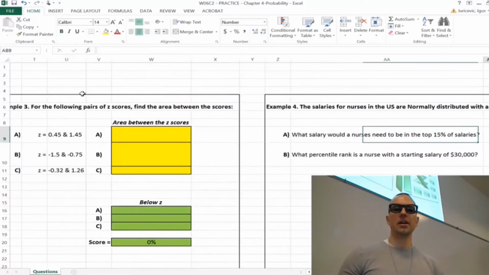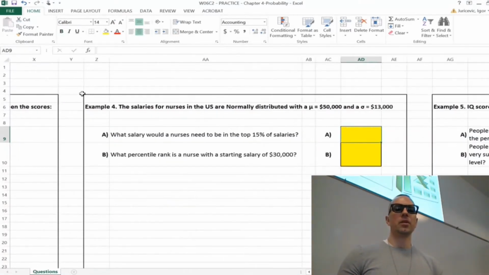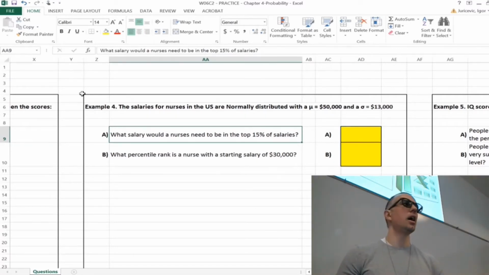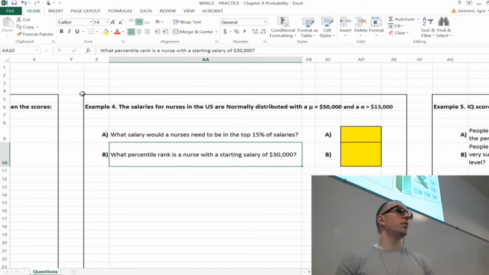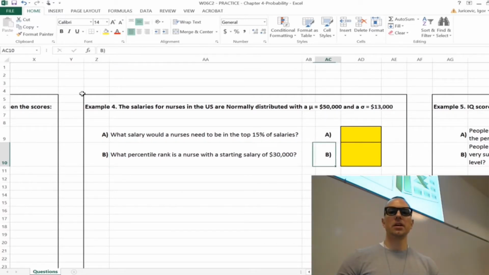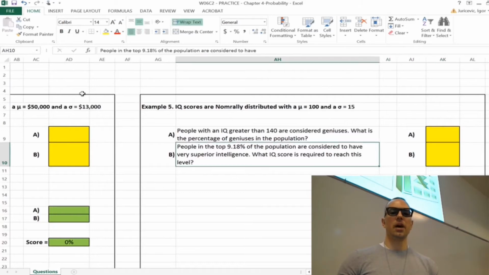And then example number 4 here, we have cases where you are given a percentage and they're looking for a raw score. So it gives you the distribution of salaries for nurses in the US, and it asks you what salary do you need, what raw score do you need to be in the top 15% of salaries, and then what percentile rank, what percentage are you given the raw score of 30,000, and then another one with IQ scores.